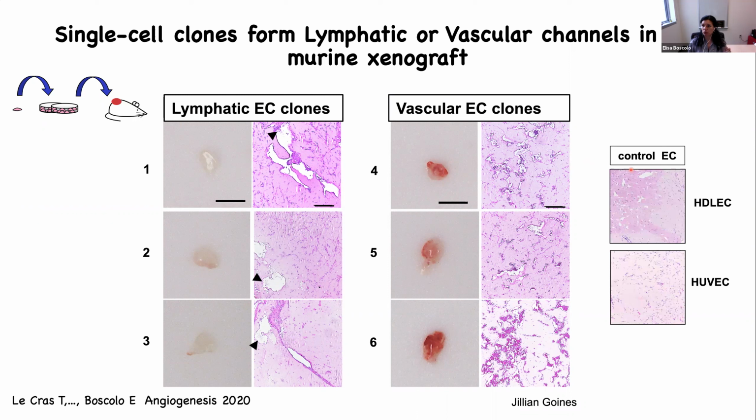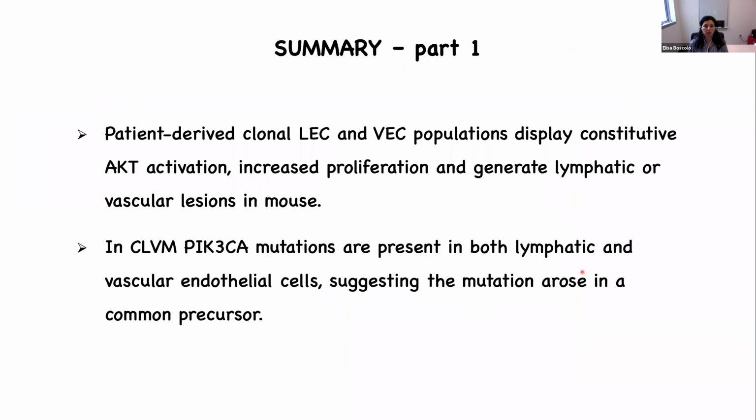And I want to show you that, as control cells, HUVEC and HDLEC do not show these abnormal vascular channels. So in conclusion for this first part, patient-derived clonal LEC and VEC populations display constitutive AKT activation, increased proliferation, and can generate lymphatic or vascular lesions in mouse, respectively. And in CLVM, PIK3CA mutations are present in both lymphatic and vascular endothelial cells. So what we would like to propose is that the mutation arose probably in a common precursor that was able to then differentiate into the 2 lineages.